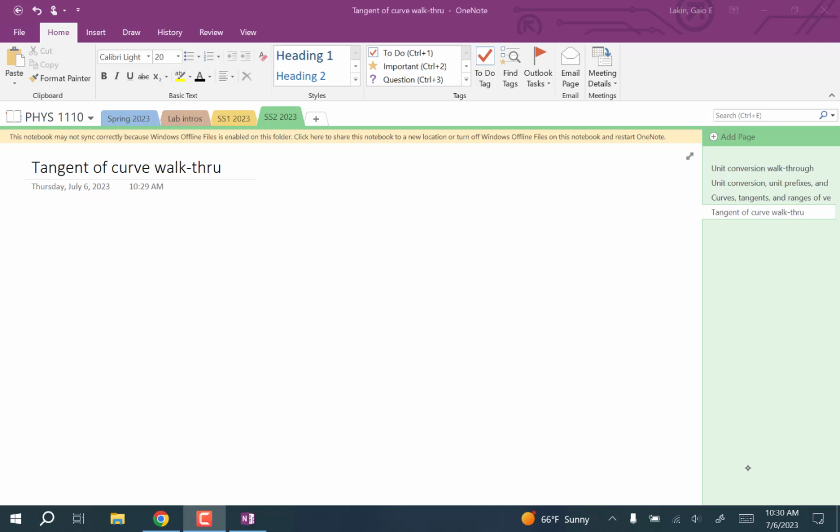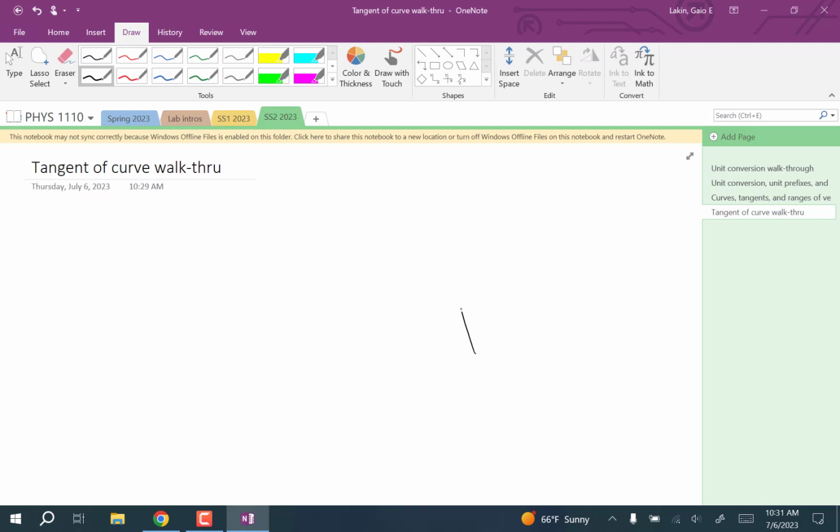This is a walkthrough of the types of problems that you'll see on the preliminary skills lab worksheet, specifically the ones where you have a curve and you have to first treat it like it's a graph, like a position versus time graph, and you have to figure out the sign of the tangent line. And then second, you have to treat it like it's an actual physical path of an object in space, and you have to figure out the direction of the vector that's tangent to the path and in the direction of motion.